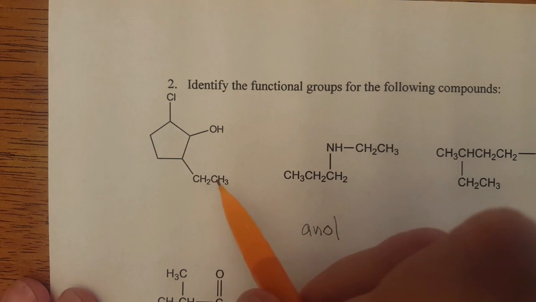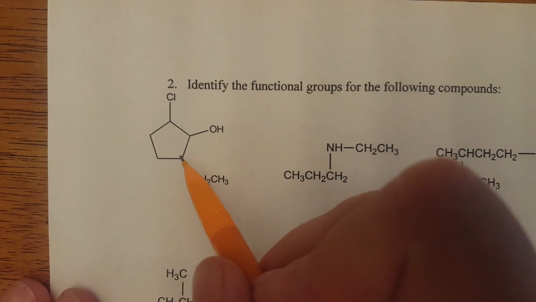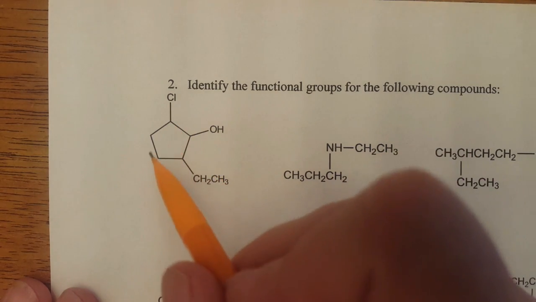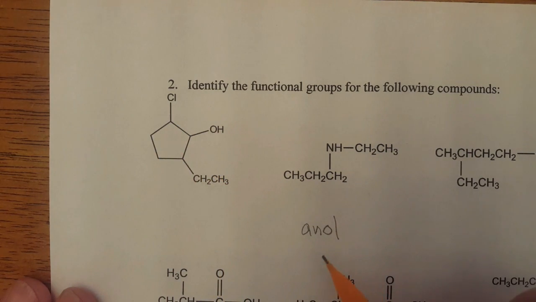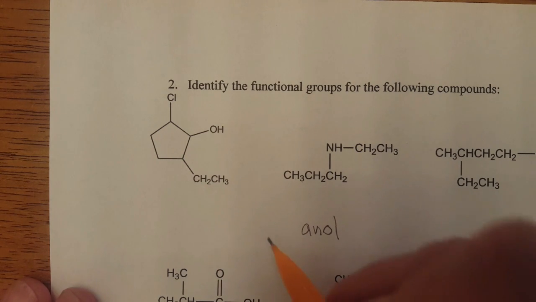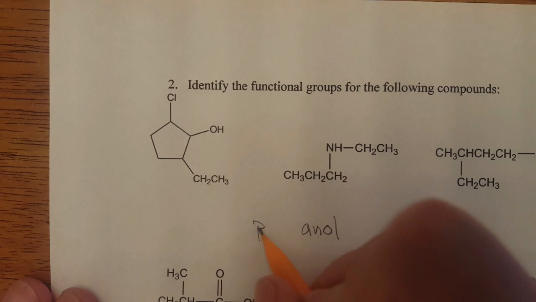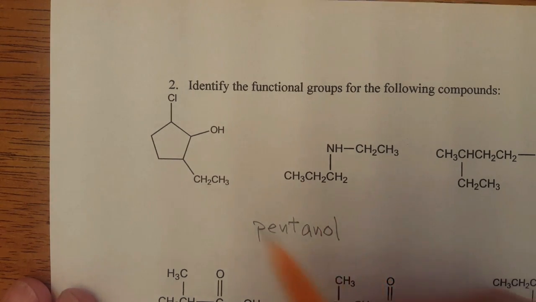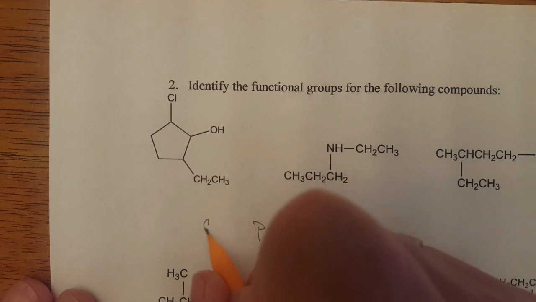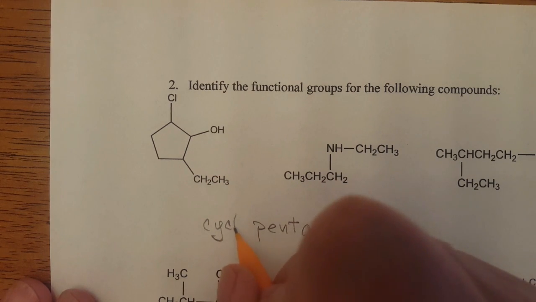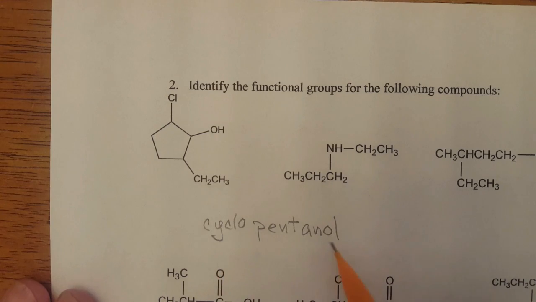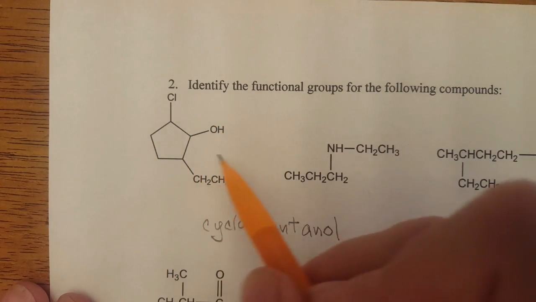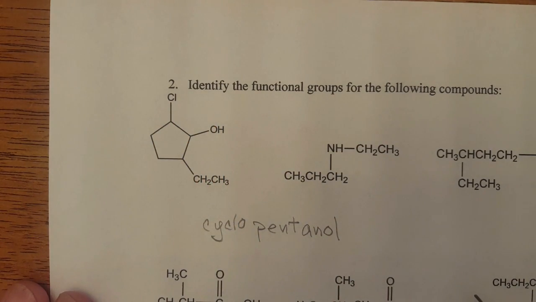Longest chain, we already know this isn't the longest chain, so it must be this. 1, 2, 3, 4, 5. So this is a pentanol, and it's cyclized, so that's cyclopentanol. So this part here is cyclopentanol.